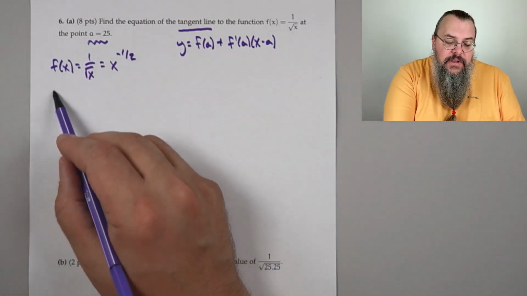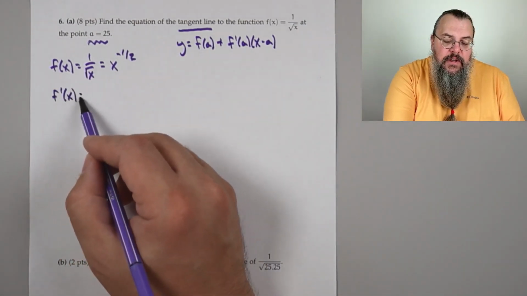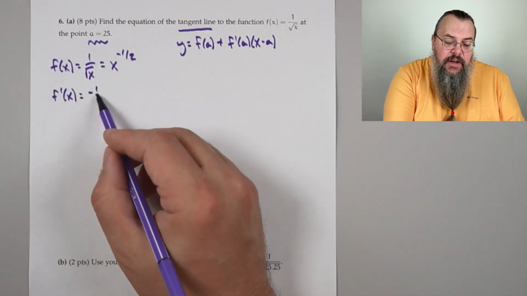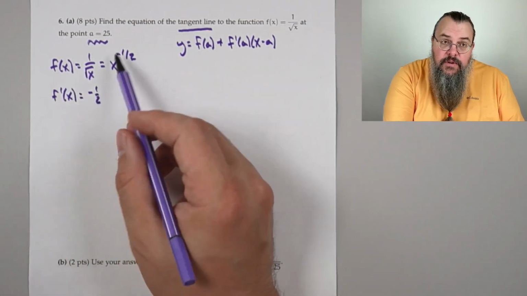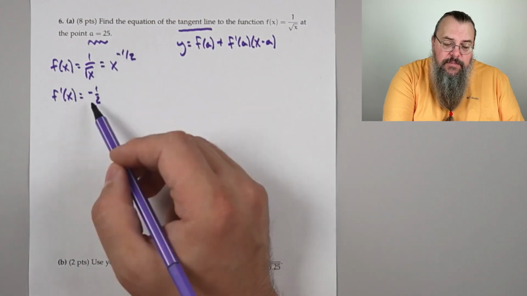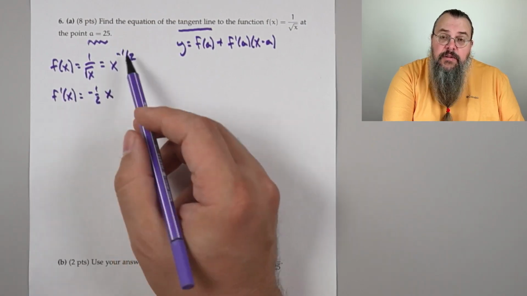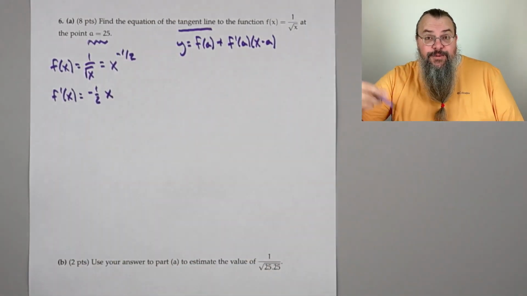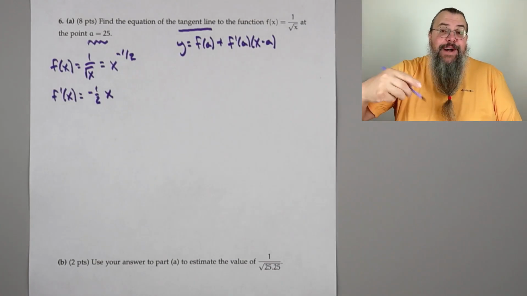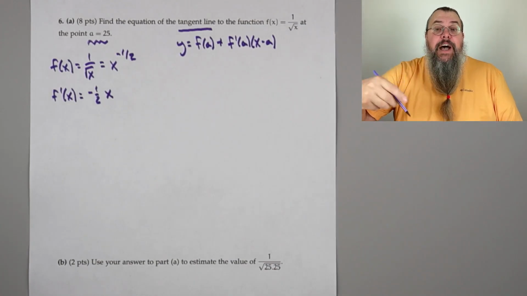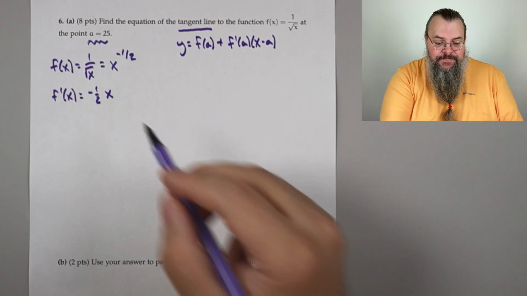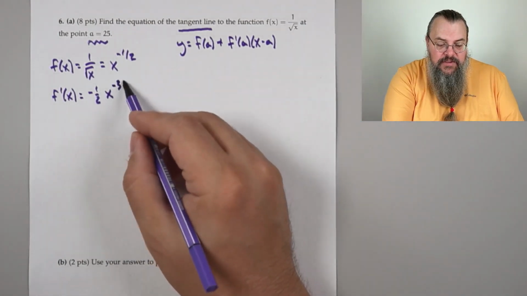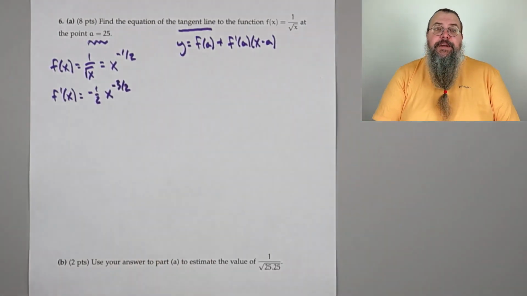So f prime of x: the negative 1/2 comes down. That's the rule: when you have x to a power, the power comes down. Then x to minus a half minus 1. Minus a half minus 1 would be minus 3/2. There we go.